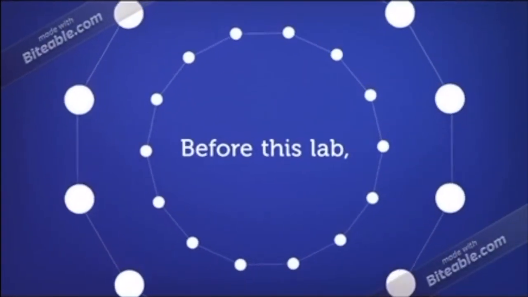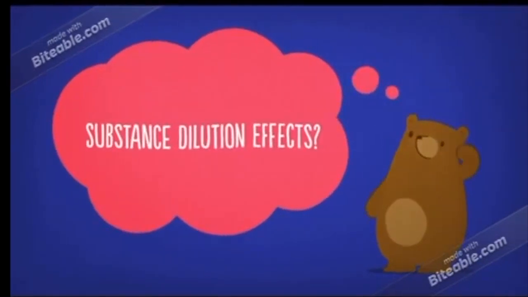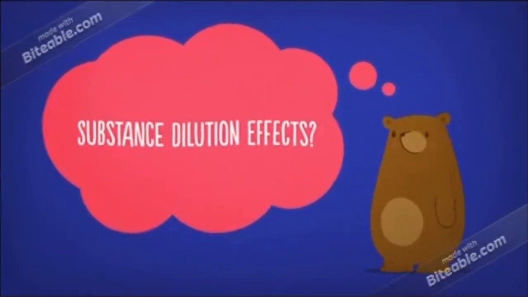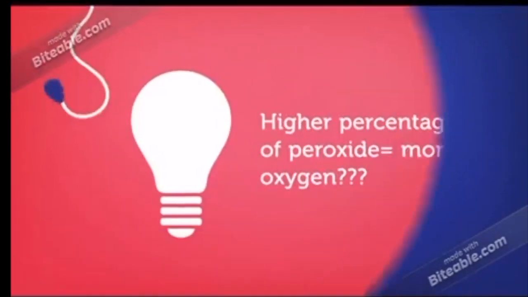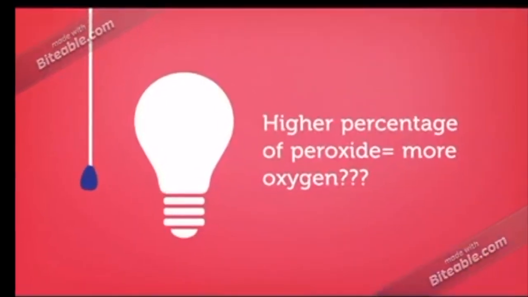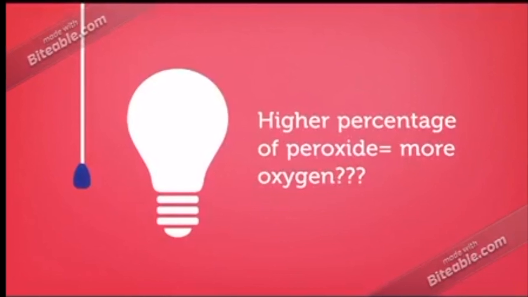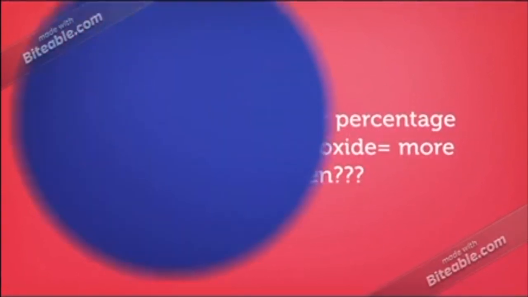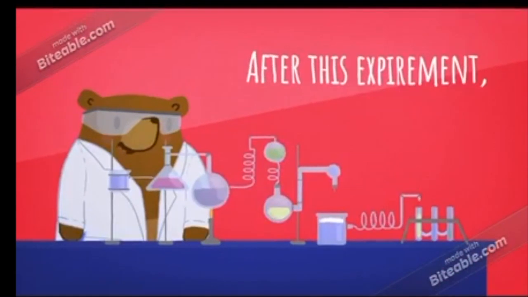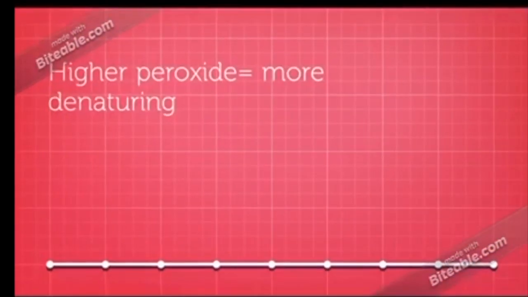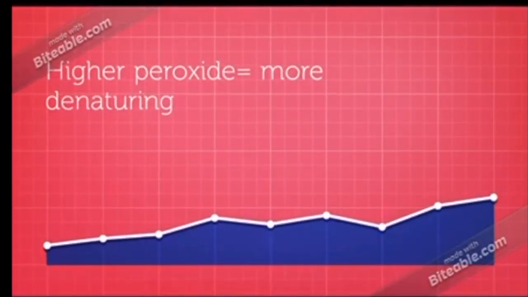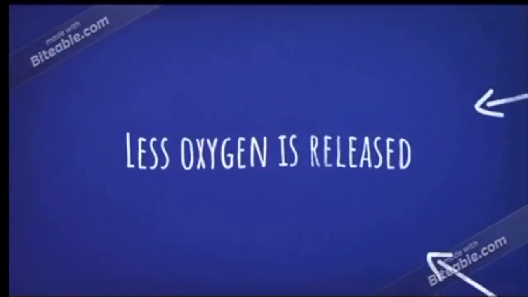Before doing this lab, we didn't understand the effects that the substance dilution would have on the amount of oxygen released. We originally made the prediction that the higher the percentage of peroxide, the more oxygen that would be released. And that was certainly not the case. After this experiment, we now understand the higher peroxide only means more denaturing. Therefore, less oxygen is released.